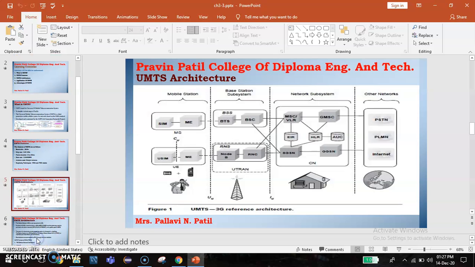The next is UMTS architecture. The UMTS architecture is a 3G technology evolved from 2G. The system can be divided into a set of domains and reference points interconnecting them. The UMTS network architecture is partly based on the existing 2G network components and some new 3G network components.